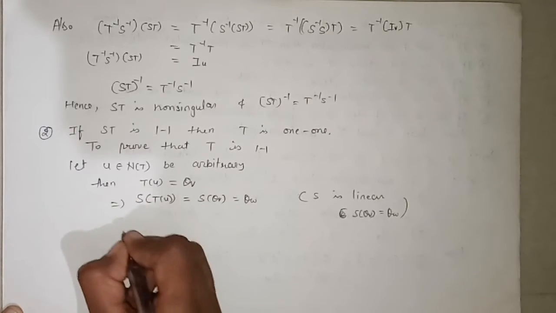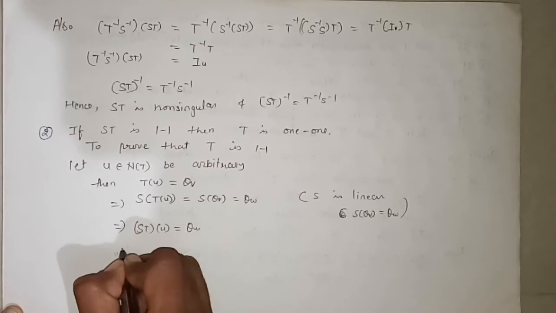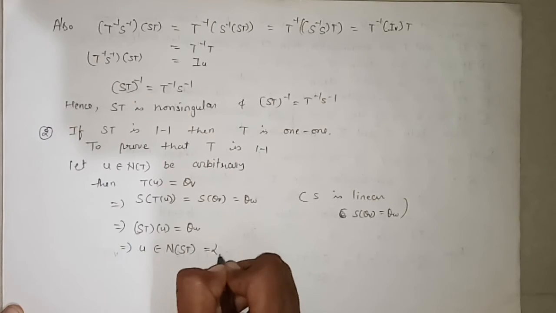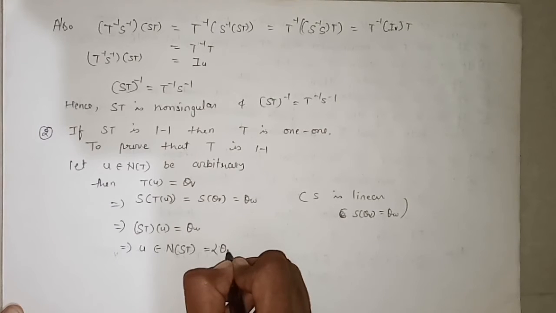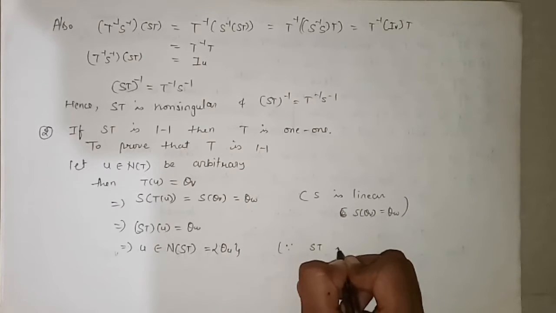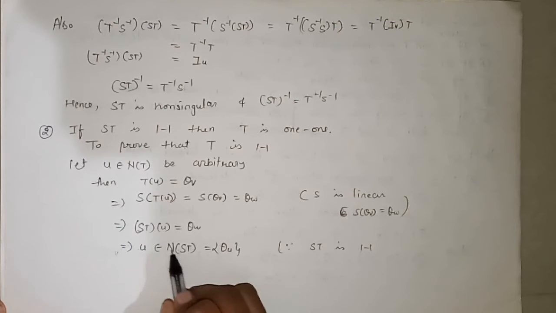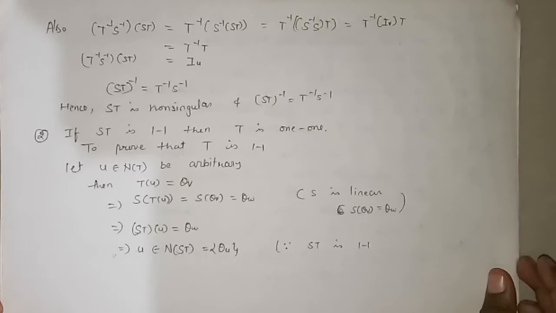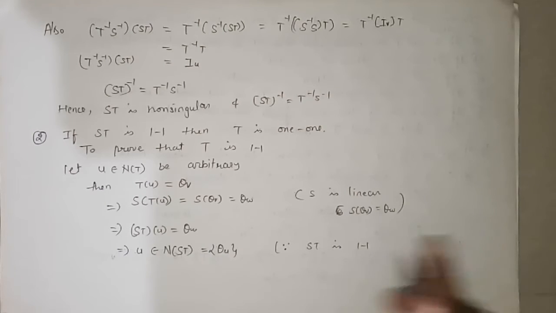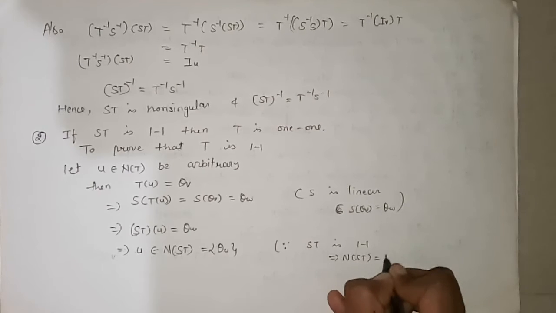Also we can write this as ST of u is equal to theta W. This implies that u belongs to the nullity of ST, which contains only the element theta U, since our ST is 1-1. We have a theorem that if any mapping T is 1-1, then its nullity contains only the 0 element, and conversely, if and only if. So when ST is 1-1, obviously the nullity of ST is equal to theta U.